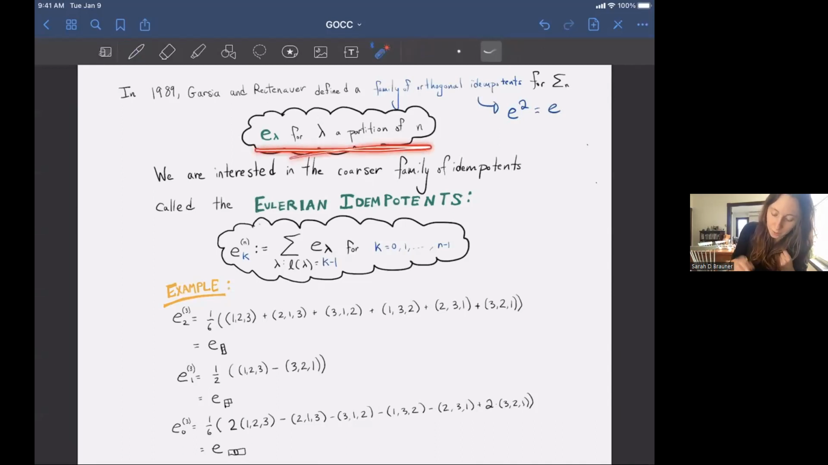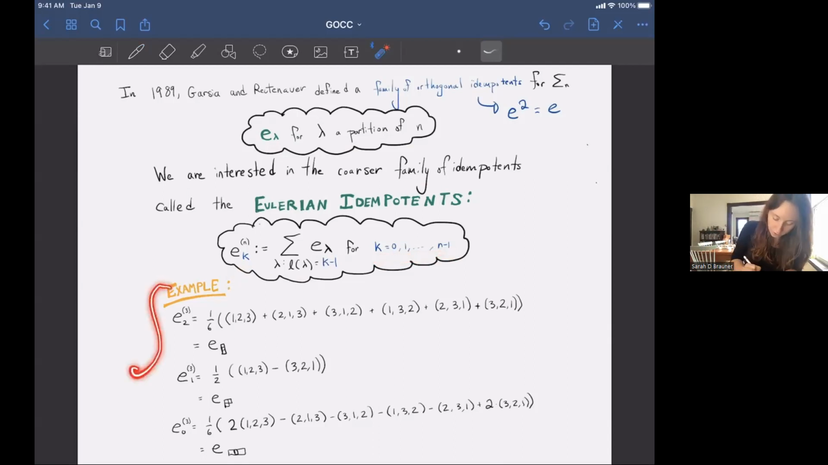And so these idempotents, I'm not going to define them because it's super technical, but let's just take them to be E lambda. So lambda is a partition here. So they're indexed by partitions of n. And really the idempotents that I'm interested in are a coarser family that I get. I'm going to call them the Eulerian idempotents. And what I do is I'm just going to sum over these idempotents that have a fixed length. Okay, so I'm going to take a fixed length, sum over all of the lambda that have that length. So that means number of parts. And that gives me a new family of idempotents. And now I'm just going to have n of them, so from 0 to n minus 1.